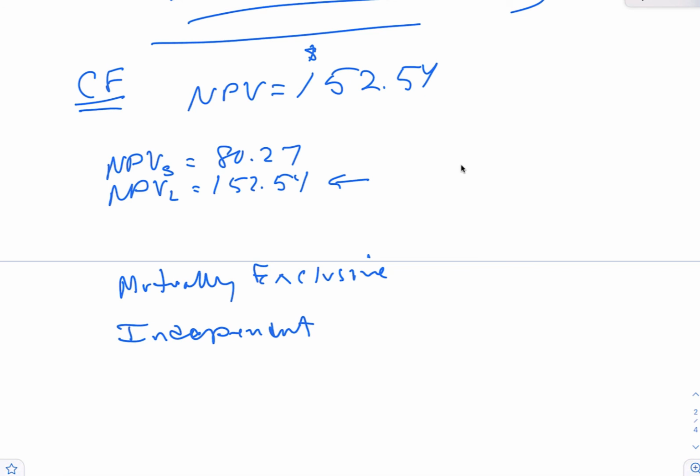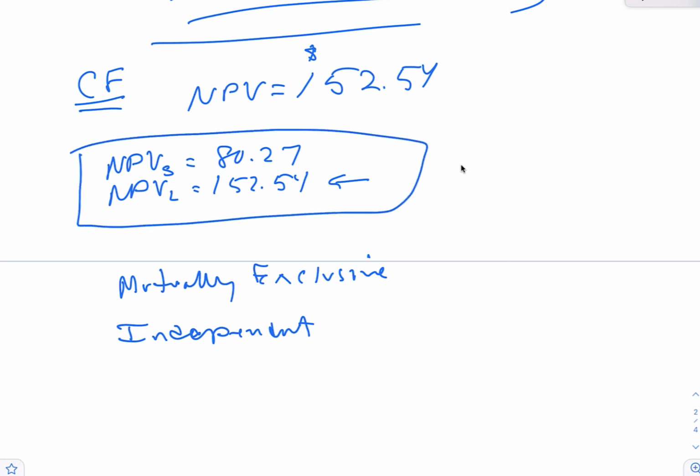So if the projects are independent, then we can accept both projects if they're profitable. So if the NPVs are greater than zero, we can accept both projects. If Project S is in Oregon and Project L is in Florida, we can accept both of them, provided we have enough money to pay for them. And keep in mind, we're only going to consider positive NPV projects because they add to shareholder wealth. If you have a negative NPV, that means it detracts from shareholder wealth. You might as well not even do the project.